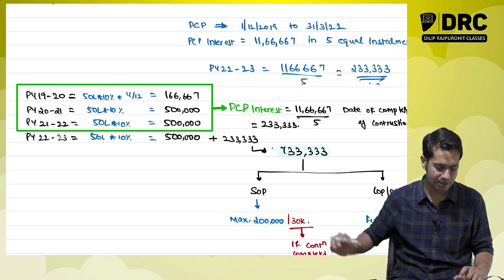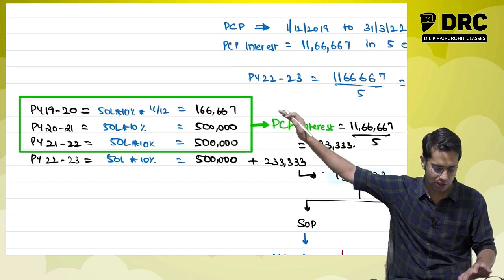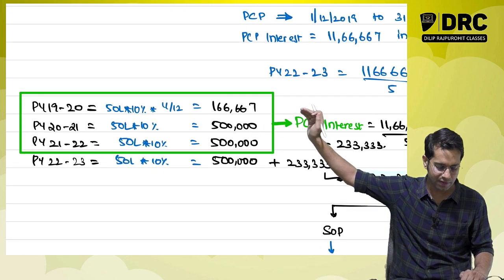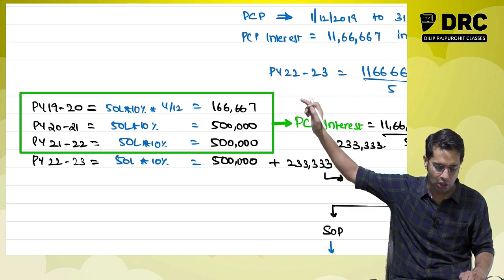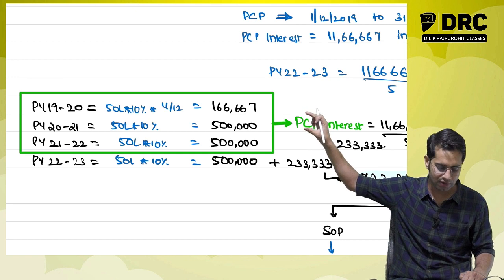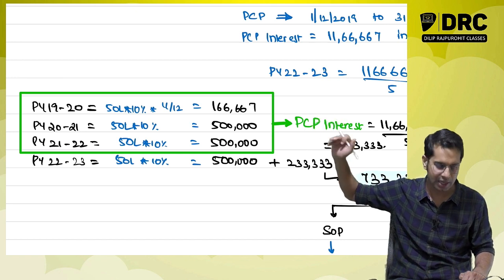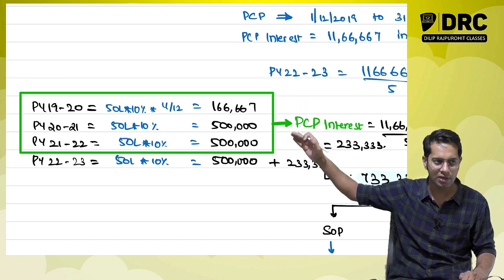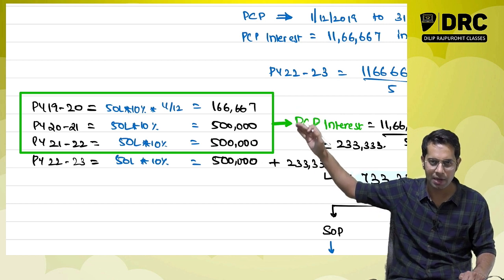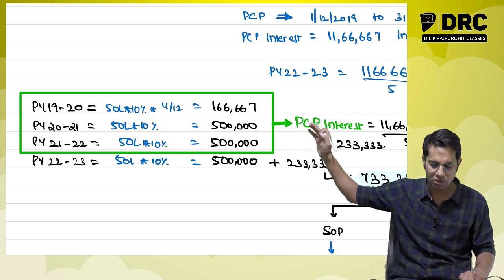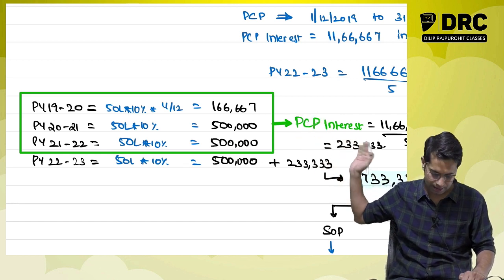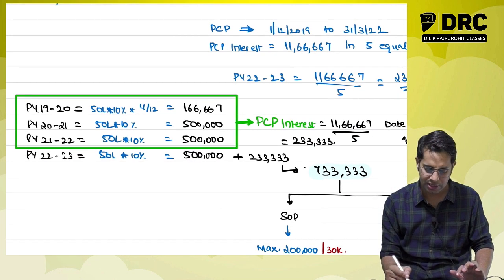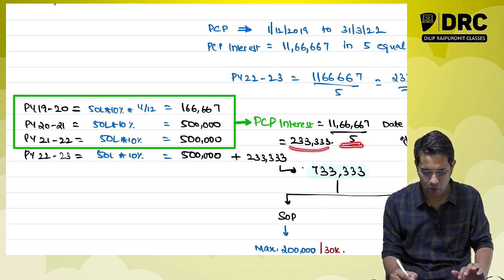So just to explain this, say these are the different years. As you can see over here, these are the different years: 1920, 2021, 21, 22. So these 3 years combined together, it will be called as what, sir? Pre-construction period. Whatever interest is paid by me for this particular period is called pre-construction period interest. That will be allowed as deduction to me in 5 equal installments.